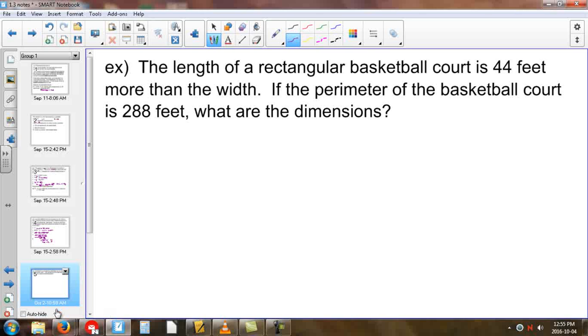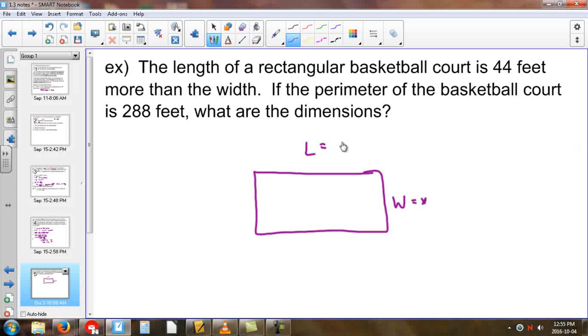Last question. We have a rectangular basketball court whose length is 44 feet more than the width. Here's the length, and here's the width. We're told that the length is 44 more than the width. And so right now I'm going to say that the width is x. Then the length would be 44 more than, which means to add to the width, so x plus 44. So we have these two measurements. We're told that the perimeter of the basketball court is 288 feet.